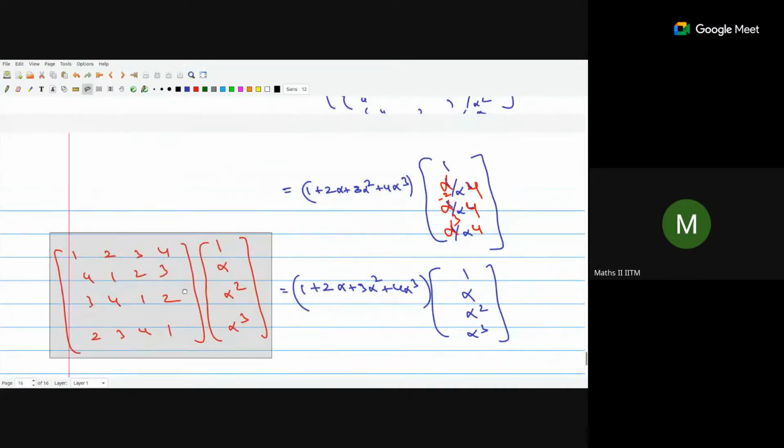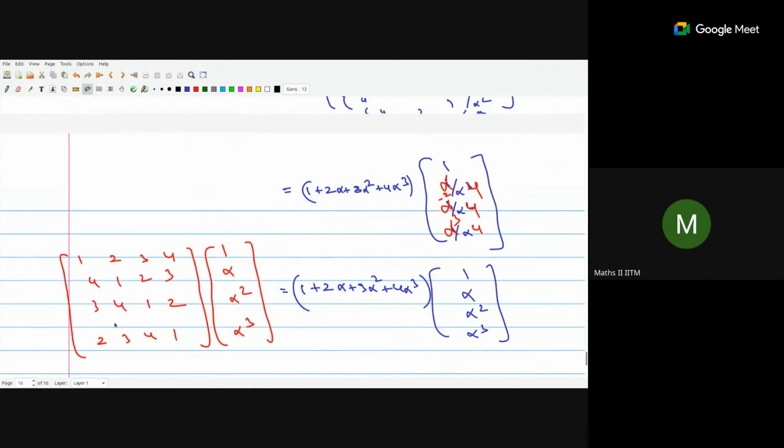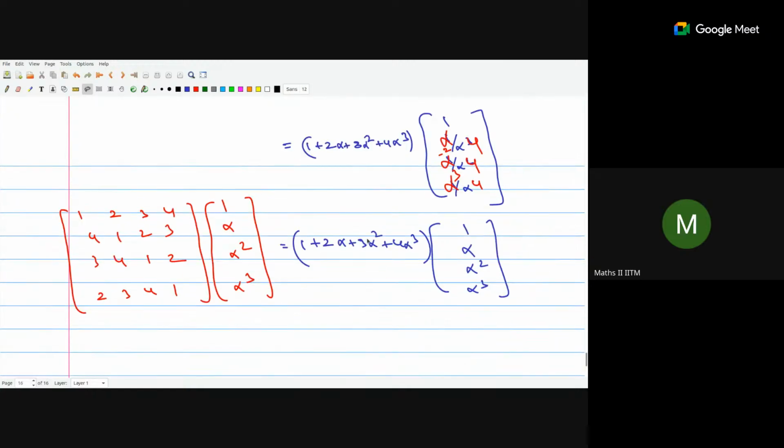So on the left hand side we have this. Our matrix is getting multiplied with 1 alpha square alpha cube, and the result can be written like this: some scalar multiplied by 1 alpha square alpha cube. Even that scalar is also known to us, so we can compute this. As we know alpha power 4 is 1, from here we can actually write down what is alpha square, what is alpha cube.